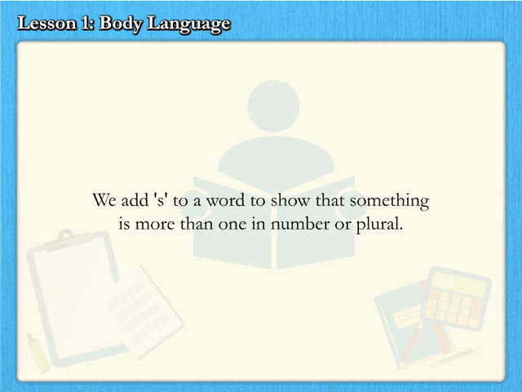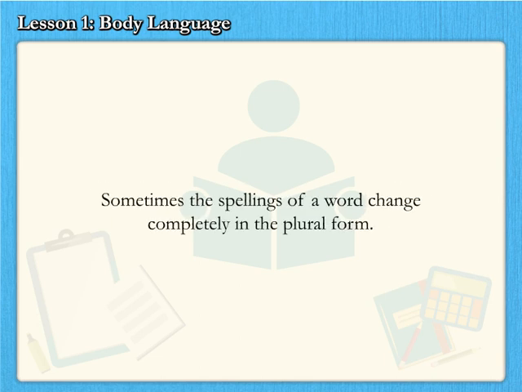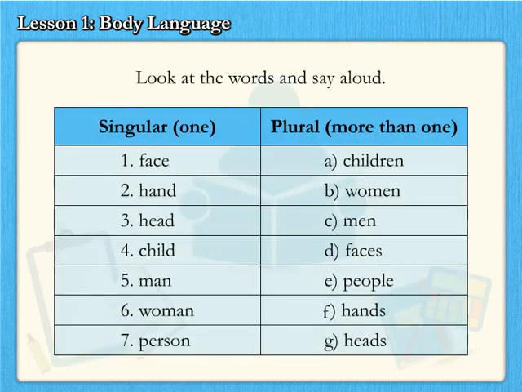Now let's understand how we can form plural form of a word using singular form. We add s to a word to show that something is more than one in number or plural. But sometimes the spellings of a word change completely in the plural form. Here are some words in singular and plural form. Let's say them aloud. Face, hand, head, child, man, woman, person, children, women, men, faces, people, hands, heads.